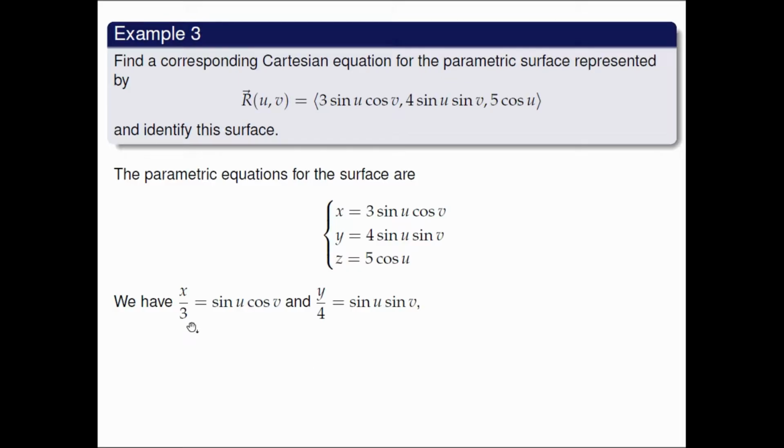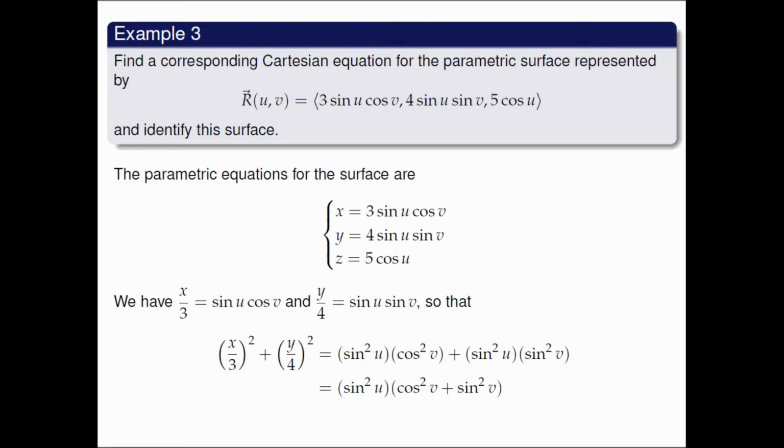Gagawin natin dito, sulat natin yung x over 3 squared plus y over 4 squared in terms of u and v. So that this expression is equal to square nito plus square nito, or this expression. Factor out sin squared u. Ito makukuha natin. But cosine squared v plus sin squared v is equal to 1. So this is just equal to sin squared u.